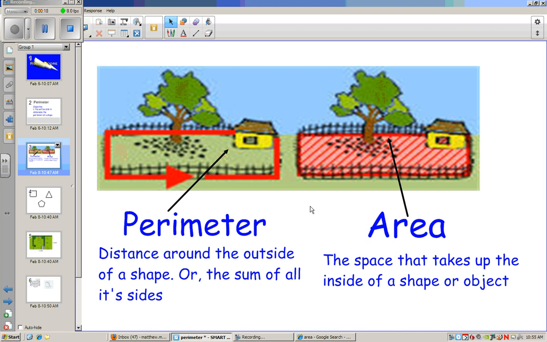When we think about perimeter, perimeter is the distance around the outside of a shape, or the sum of all its sides put together, just the length of its sides, versus area, which is the inside. One way to look at it is if you had a backyard, perimeter is the fence that goes around the yard. Area is the grass on the inside. And so today we're going to be focusing on perimeter.